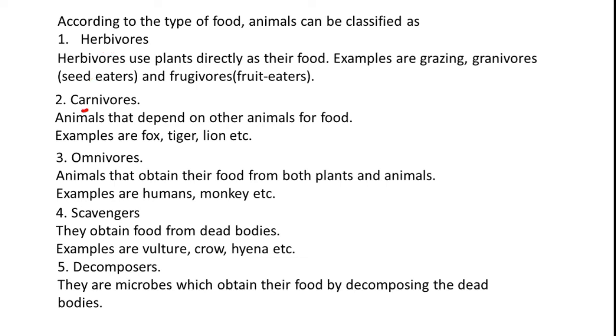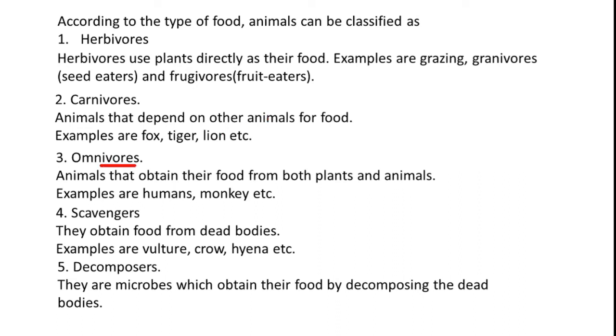Second, carnivorous. Animals that depend on other animals for their food are called carnivorous. Carnivores are indirectly dependent on plants for food. Examples are animals that feed on herbivores, called predators, and animals that feed on insects, called insectivorous.